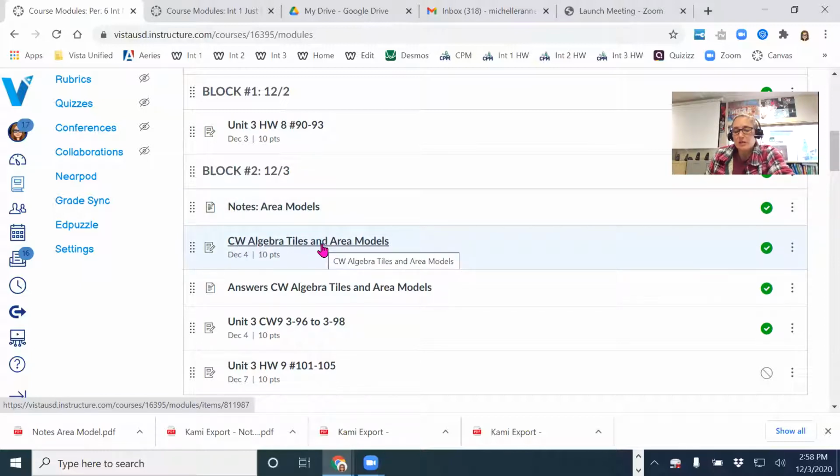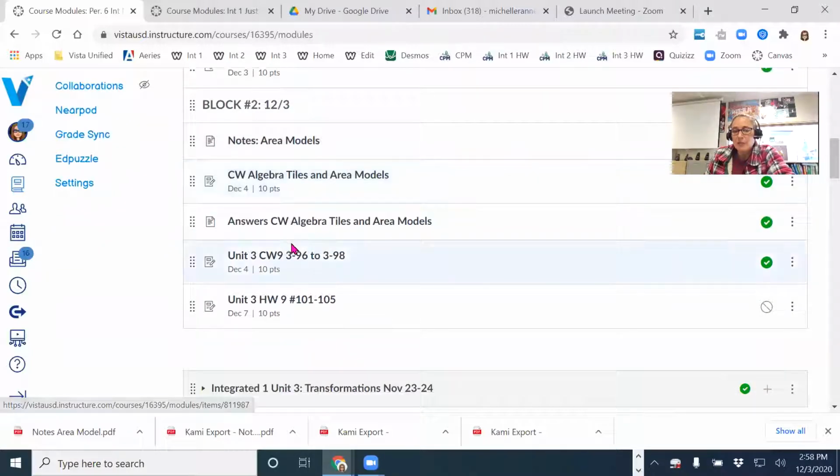These were the algebra tile ones, the worksheet, and I said we were going to finish doing it today. So this is what we're going to be looking at right now. We finished working on this, and then we were working on this classwork. This homework that you see here on the video is actually not posted for you guys. It's unpublished, so that's not something we're doing today. The two things are the classwork, algebra tiles and area models, and the classwork unit 3, classwork 9, 3-96 to 3-98.